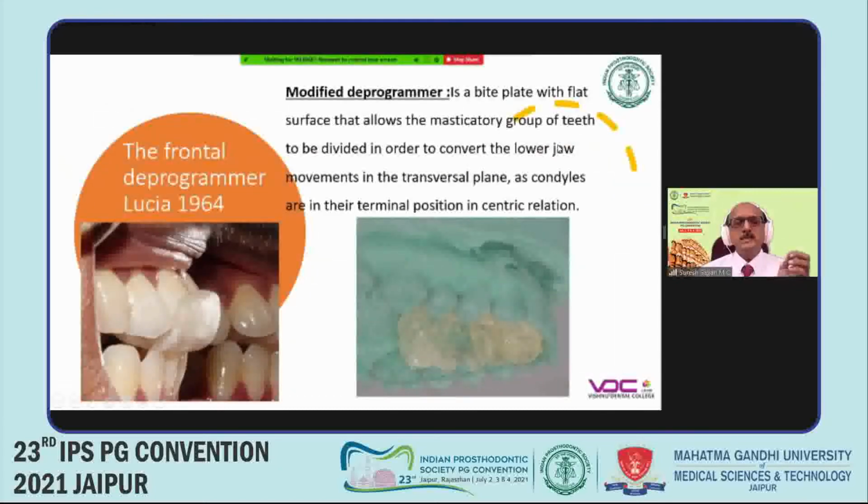Then there is the Lucia jig, which is also put along with the leaf gauges. They both have more or less the same concept. With a leaf gauge you go on adding sheets. Here you make it like an inclined plane and ask the patient to bite on it. Because of the inclined plane, the mandible moves backwards, and then it gets positioned.